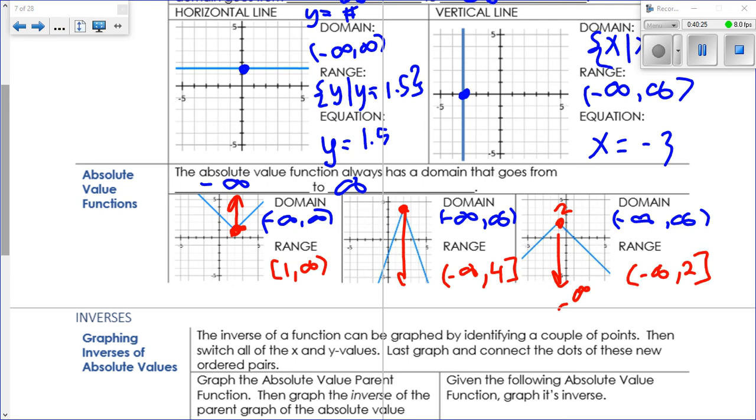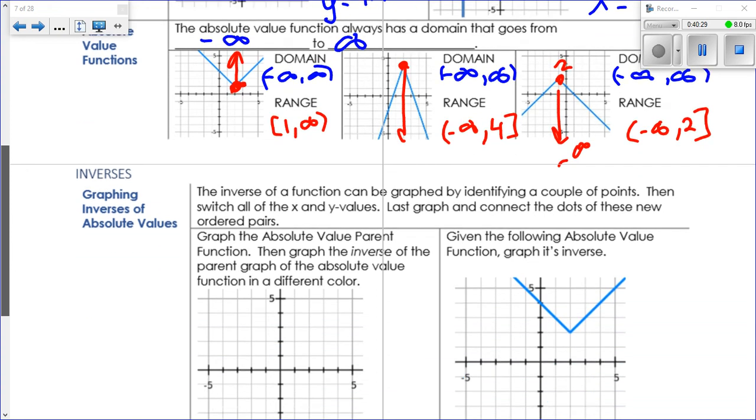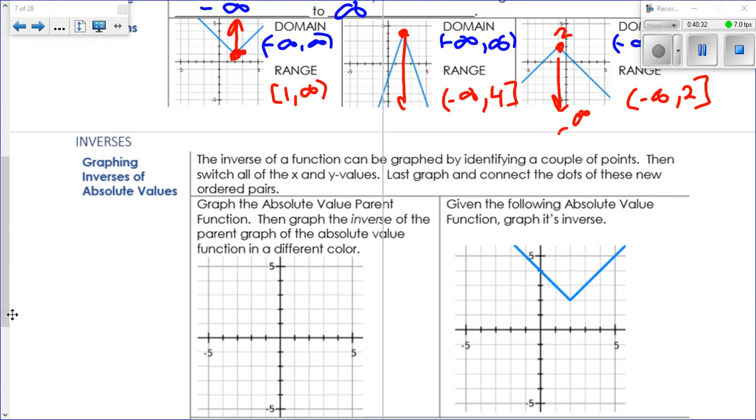All right. Now, last but not least, graphing the inverses of absolute value functions. The inverse of a function can be graphed by identifying a couple of points. You then switch all of the x and y values. Lastly, graph and connect the dots to these new ordered pairs. So first we're going to graph the absolute value parent function. Remember, it goes right through the middle of your graph. It always touches 0, 0 for your parent function.